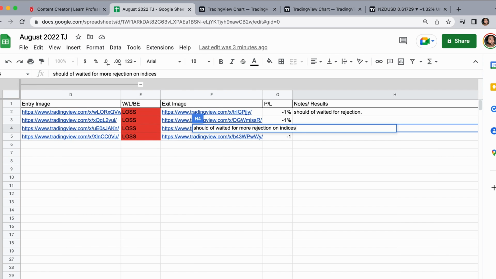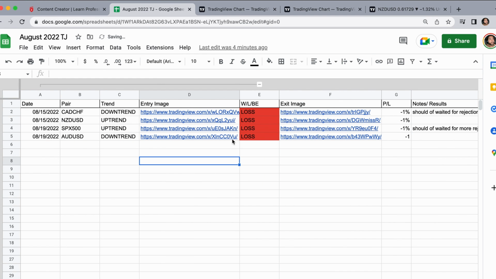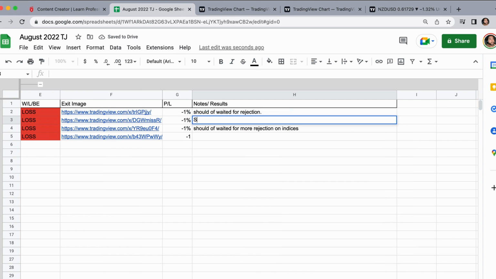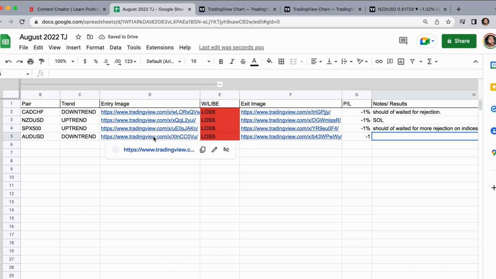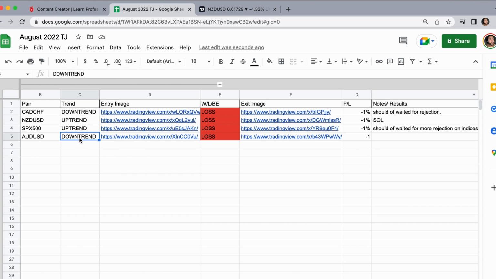All right, so the last trade. No, we'll put this one. We'll put out of luck, bro, because the market does whatever it wants sometimes, which is why it's important to have risk management in place for your trading plan. So the last trade I took was AUD USD. I put down that it was in a downtrend.